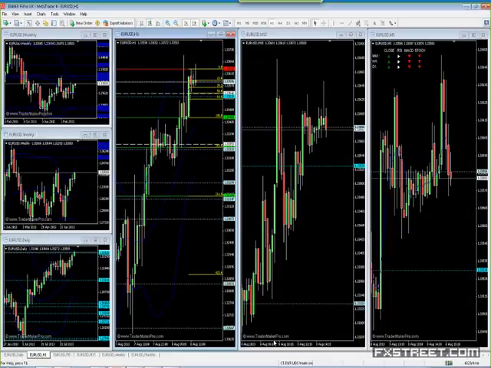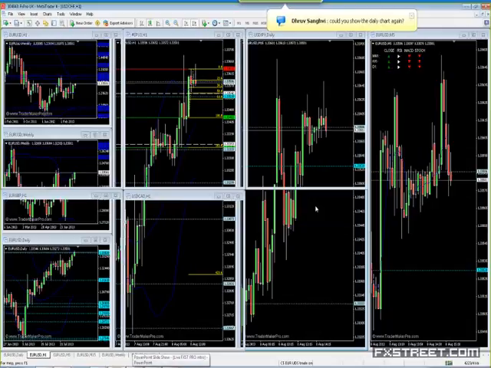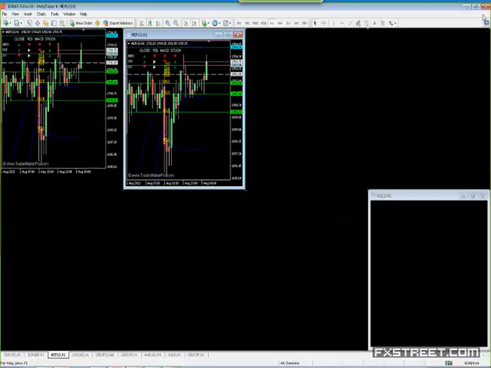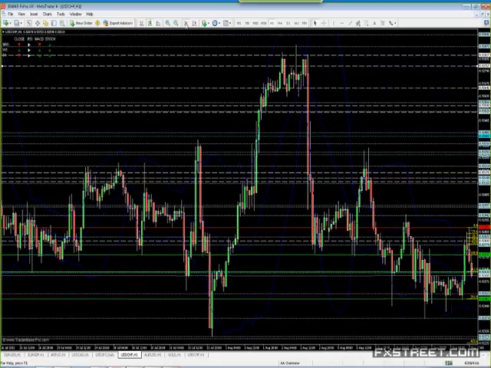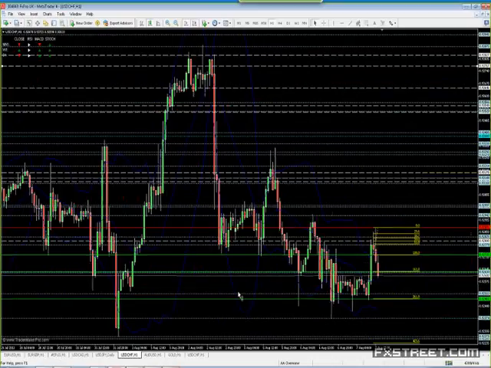But if you do that on your dailies on 6 charts, or even 8 charts, you're going to end up with something like this. I mean, this one looks terrible. That's just too much data. But on the other charts, it looks all right. These are all basically just higher time frame levels on lower time frame charts.